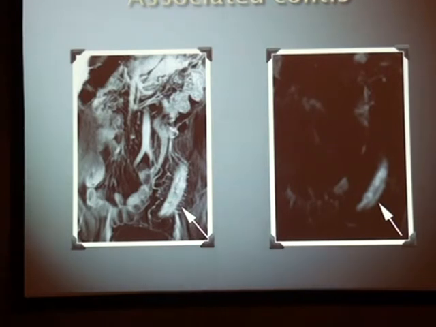Another finding that is usually detected by MRI is if the patient has associated colitis. We can see mucosal hyperenhancement and thickening of the colon, and the diffusion image helps us to show the diffusion restriction, which means active inflammation.